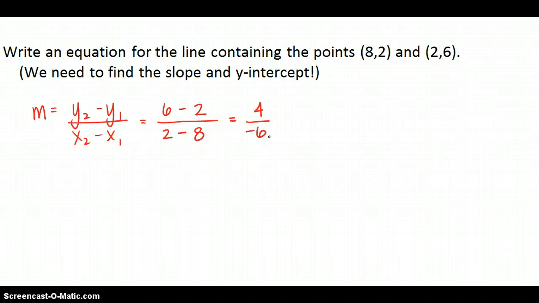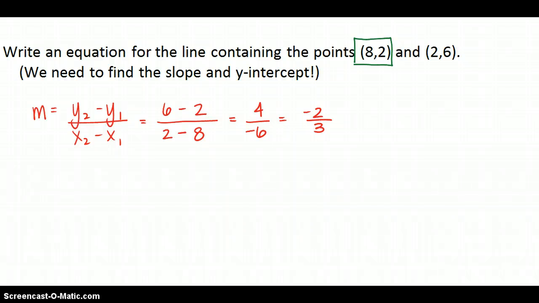So our slope's going to stay in a fraction, but we can always reduce it. 4 and 6 are both even, so I can just divide them in half, and I get that my slope would be negative 2/3. You can either have the negative 2, or you can make it a 2 over a negative 3, whichever you prefer. Now to find our y-intercept, again, if we're not given a graph, we have to use a point and our slope.